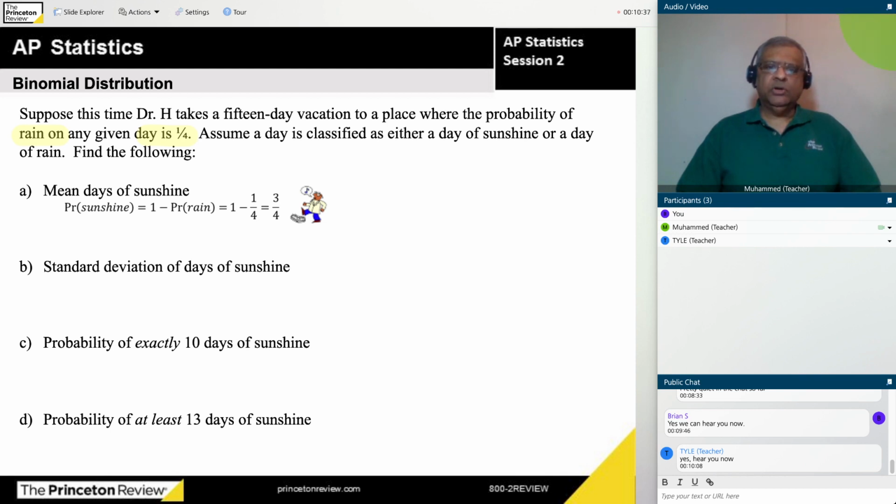Okay, so now what we do after this is we know that the expected value, this is an expected value problem, is the number of days times the probability. So 15 times 3/4. Notice that because it's not half anymore, this needs to be 3/4, the probability of sunshine. So it's 11 1/4 days.